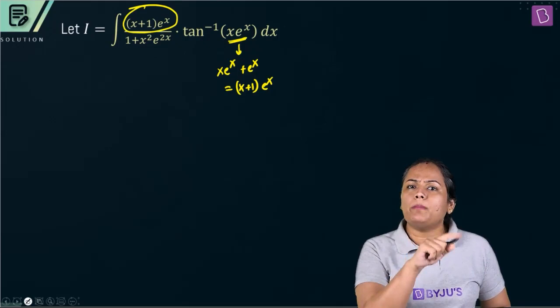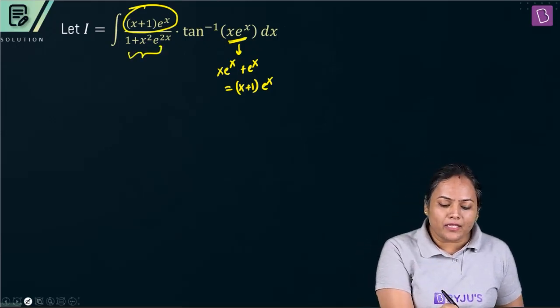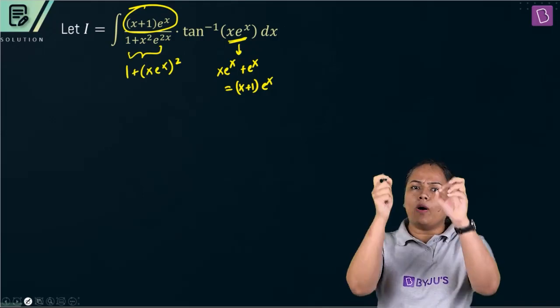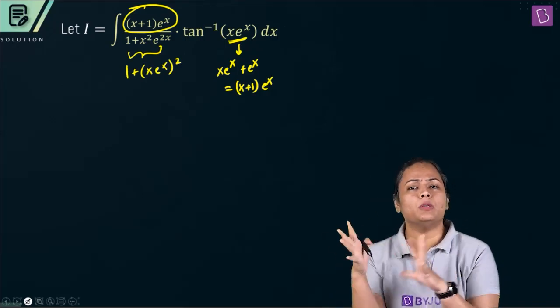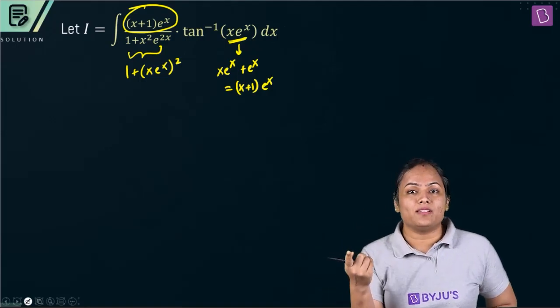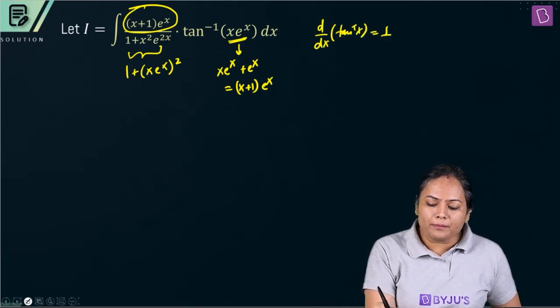What about the denominator part? Well, the denominator part is nothing but 1 plus x e raised to x whole square. And where do I get 1 by 1 plus some term whole square? When I differentiate tan inverse. We know the derivative of tan inverse, right? The tan inverse derivative is nothing but 1 by 1 plus x square.